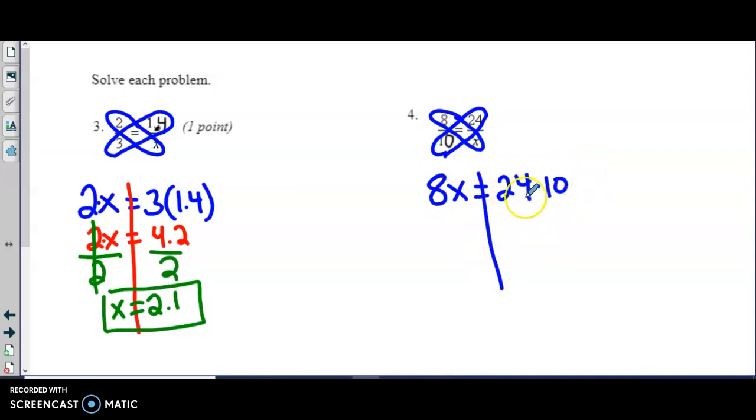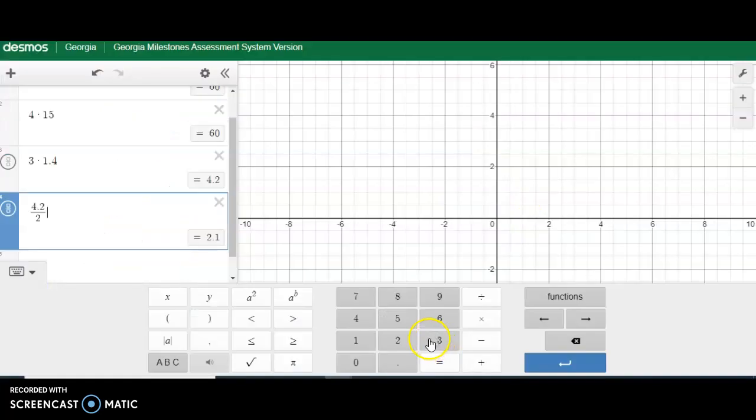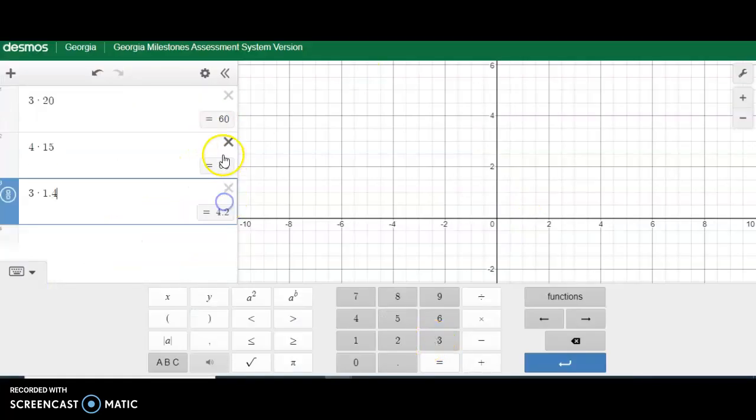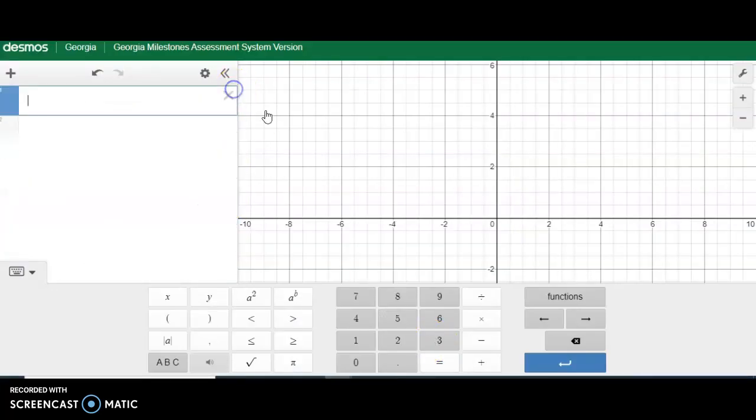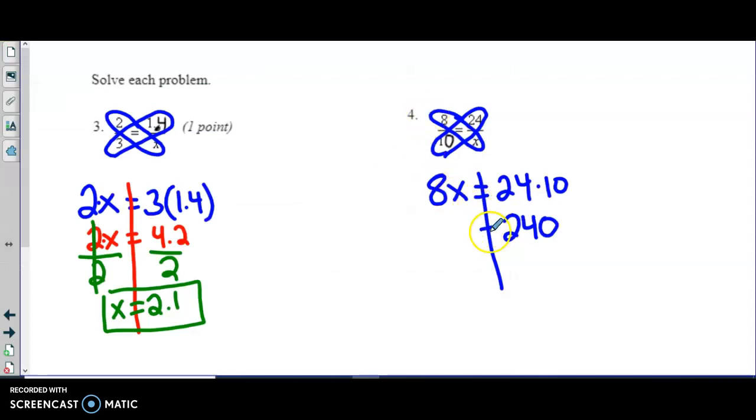Well, I'm going to multiply 24 times 10 first. And some of you guys know this. When you multiply by 10, you can just add a 0 onto your original number. If you didn't know that, that's fine. Go to your calculator and type in 24 times 10. All right, and then equals 8 times x. Since we have 8 times x and we want to get x by itself, the opposite of multiplying is dividing, so we would need to divide each side by 8.